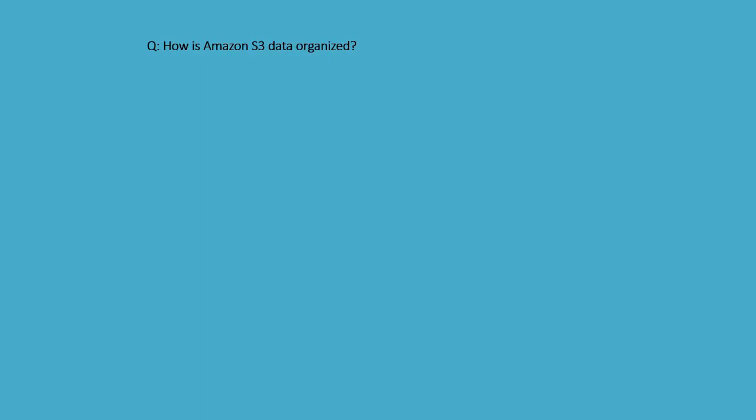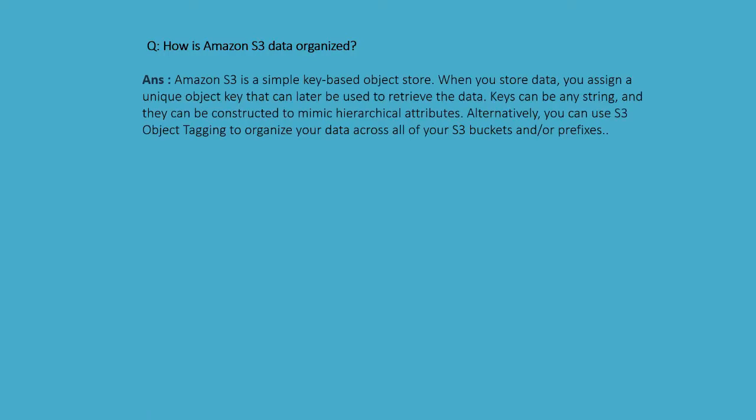How is Amazon S3 data organized? Amazon S3 is a simple key-based object store. When you store data, you assign a unique object key that can later be used to retrieve the data. Keys can be any string, and they can be constructed to mimic hierarchical attributes. Alternatively, you can use S3 object tagging to organize your data across all S3 buckets and prefixes.